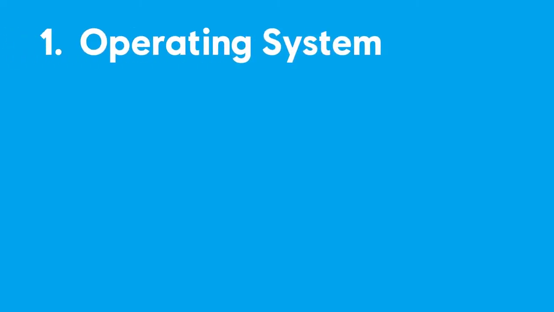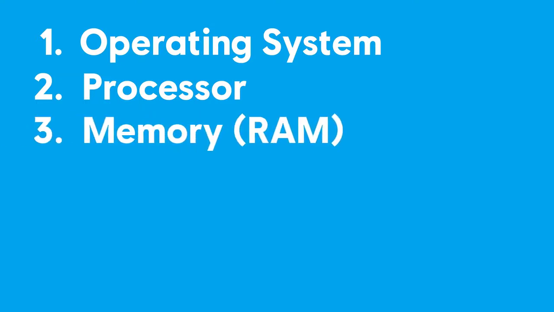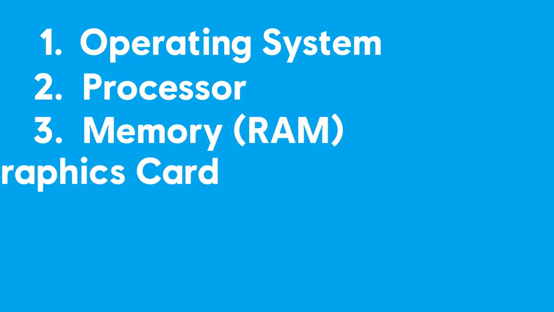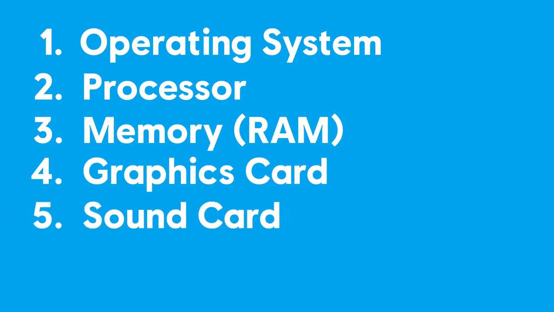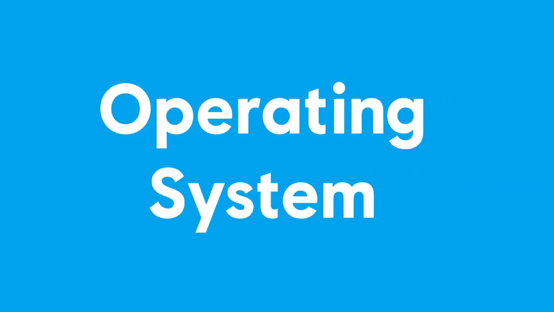The main components you'll need to take into consideration are operating system, processor, memory, or RAM, graphics card, sound card, and hard drive. The first thing we'll cover is the operating system.